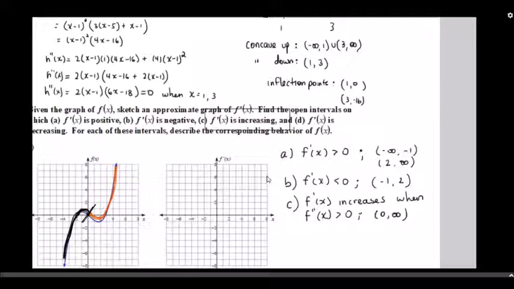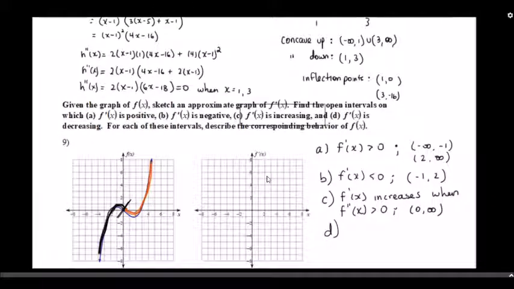And then for part D, f prime of x decreasing. F prime of x decreasing means the rate of change of f prime is decreasing. The rate of change would be a derivative. So again, we need to look at the second derivative.